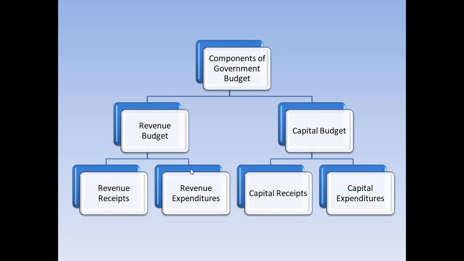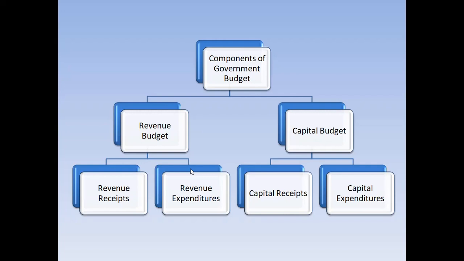That is revenue receipts, revenue expenditures. By revenue, we mean recurring in nature. R for revenue, R for recurring. Whereas the capital receipts and the capital expenditure are one-time. You know this from the accounting point of view. So the same concept has been applied here.